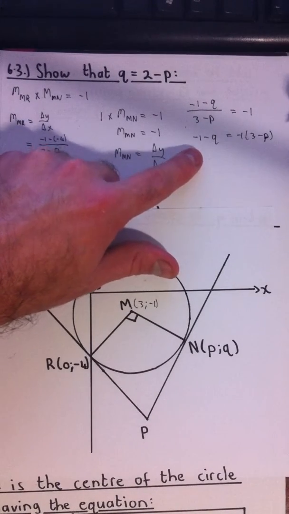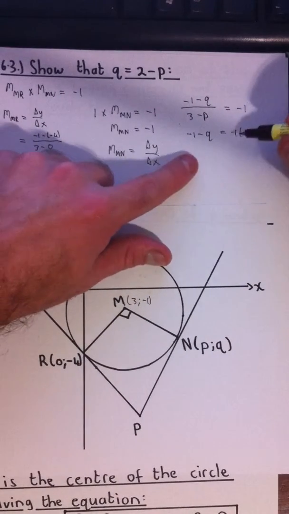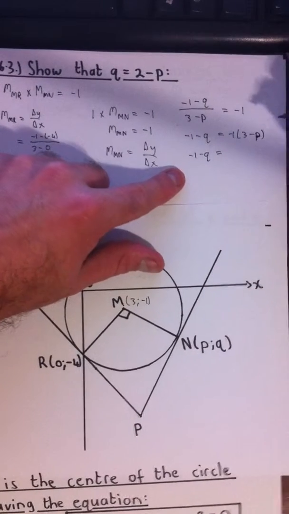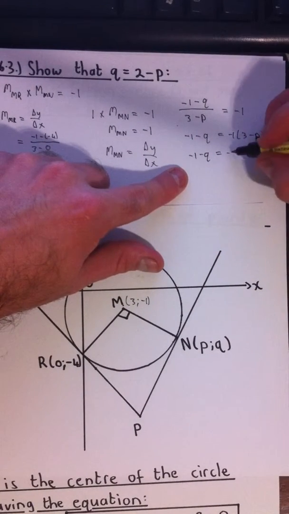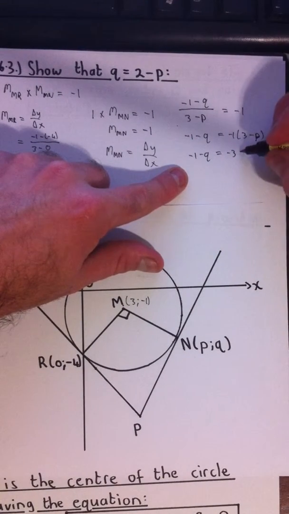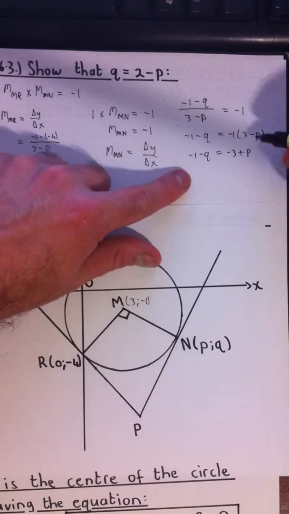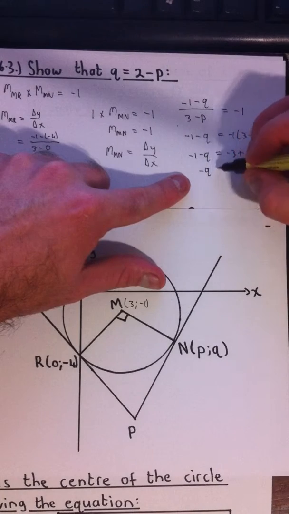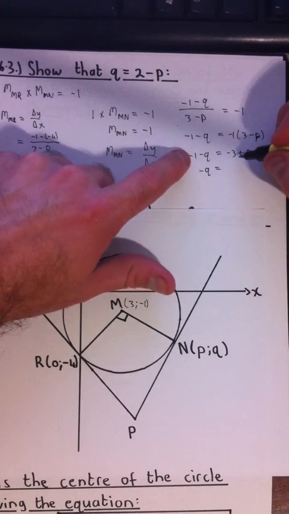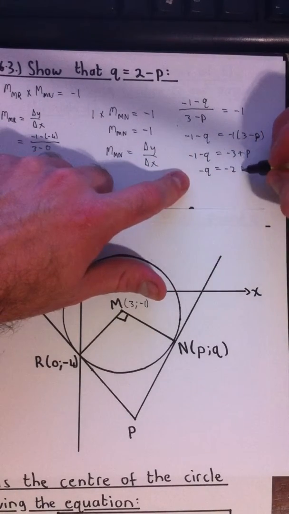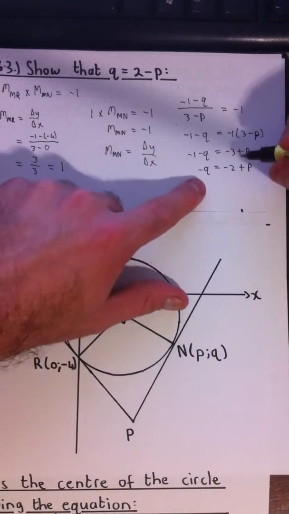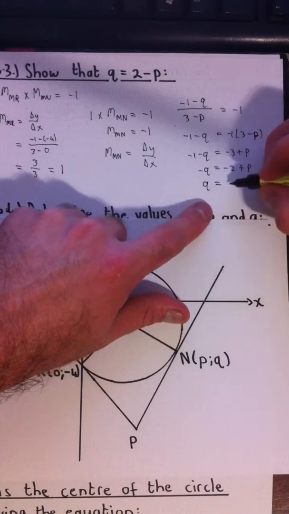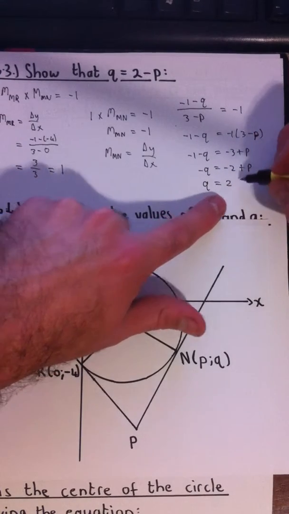Write that p properly. Multiply that negative 1 in, we get negative 1 minus q is equal to negative 3 plus p. Take the negative 1 across, that becomes plus 1. So negative q is equal to negative 3 plus 1, which is negative 2, plus p. Multiply both sides by negative 1 to get rid of the negative in front of the q. We've got q equals 2 minus p.